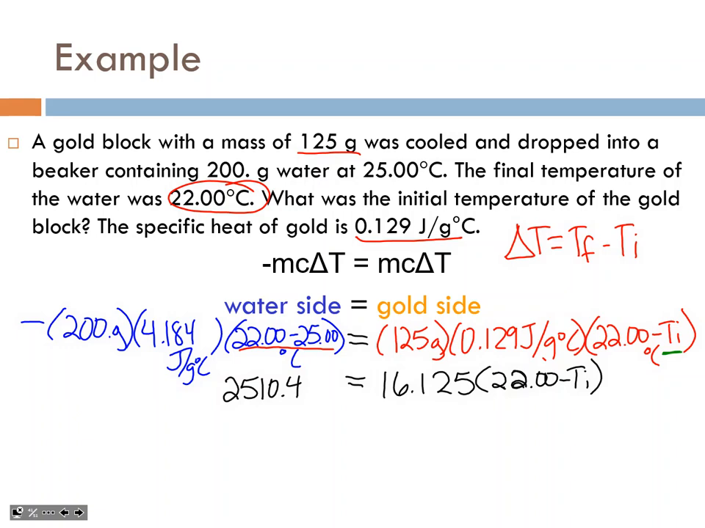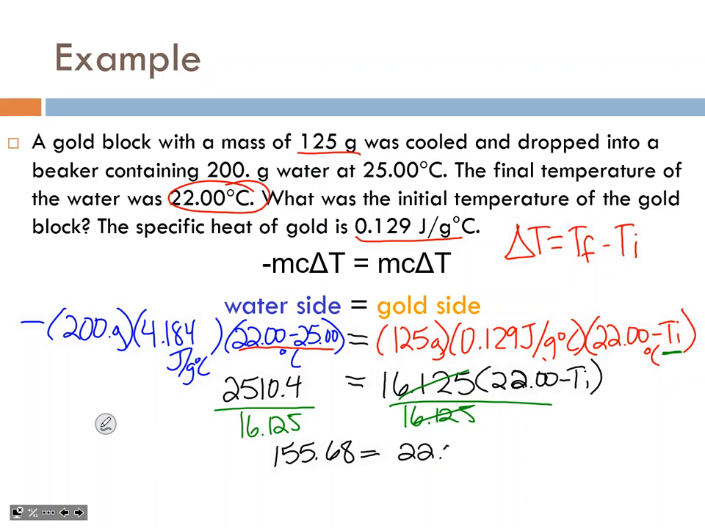You can distribute or you can not distribute on the right, whatever you choose to do. It might be easier to just divide at this point. Divide that out, divide this out. So, what is that number? This ends up being 155.68 equals the 22 minus TI. Then you just add the 22, or subtract the 22 from both sides? Yeah, subtract from both sides.